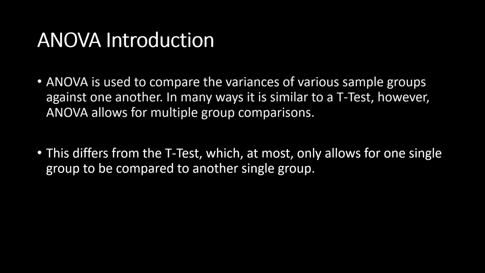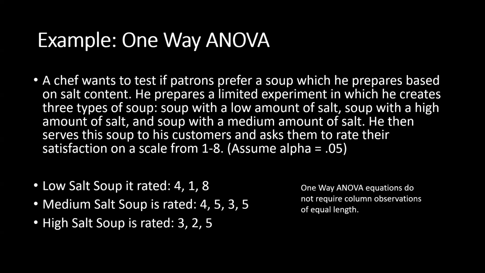So ANOVA is used to compare the variances of various sample groups against one another. In many ways, it's similar to a t-test. However, ANOVA allows for multiple group comparisons. This differs from the t-test, which at most only allows for one single group to be compared to another single group. So here is our one-way analysis of variance example.